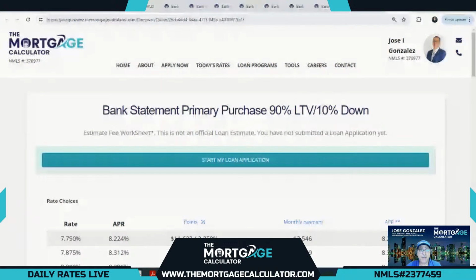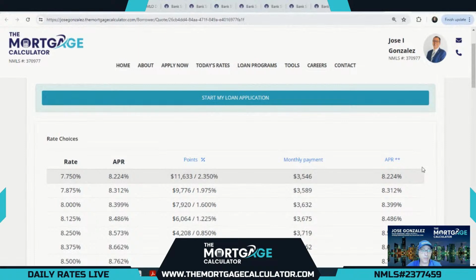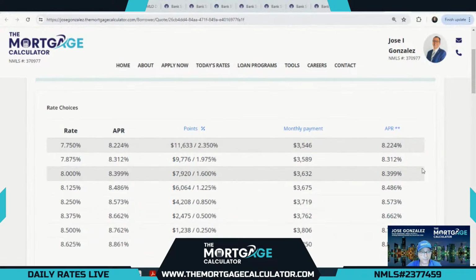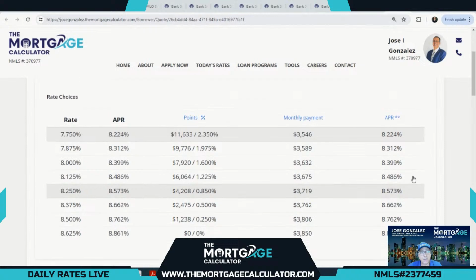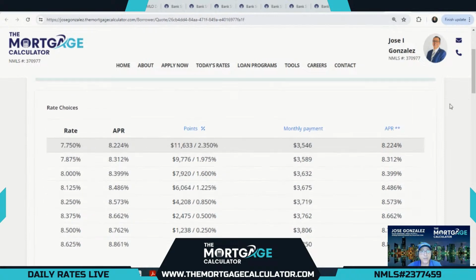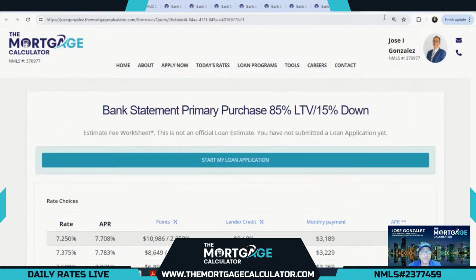Our first example here is the standard 90% max LTV purchase with a premium credit score. Never any mortgage insurance applicable on any of these bank statement loans. So you're looking at 8.625 being our lowest cost option at par. And you can buy that down to 7.75 for this primary purchase, 10% down at a cost of 2.35 points.